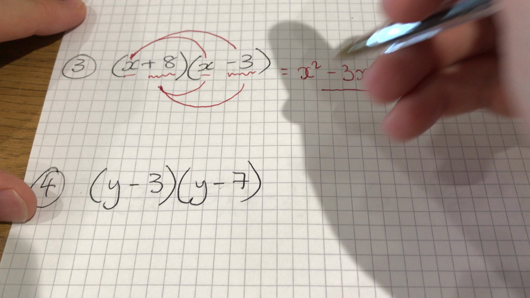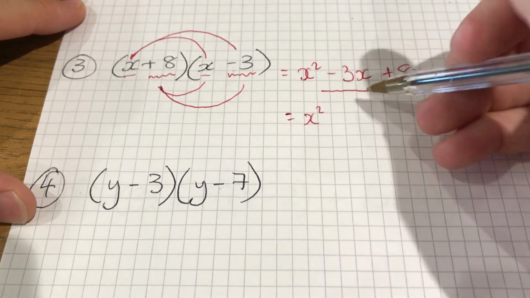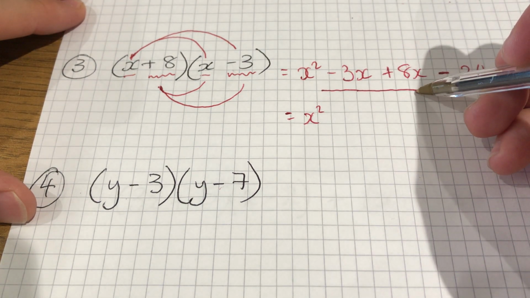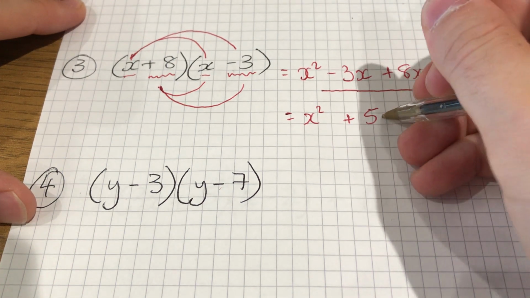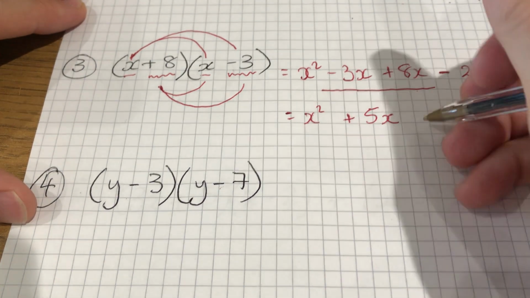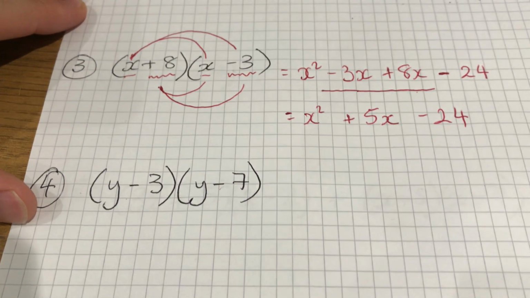All right. So we've got the x squared. We've got the minus 3x plus 8x. So I'm going to start on minus 3 and go up 8, which puts me on positive 5 there. And I'm going to leave that minus 24.